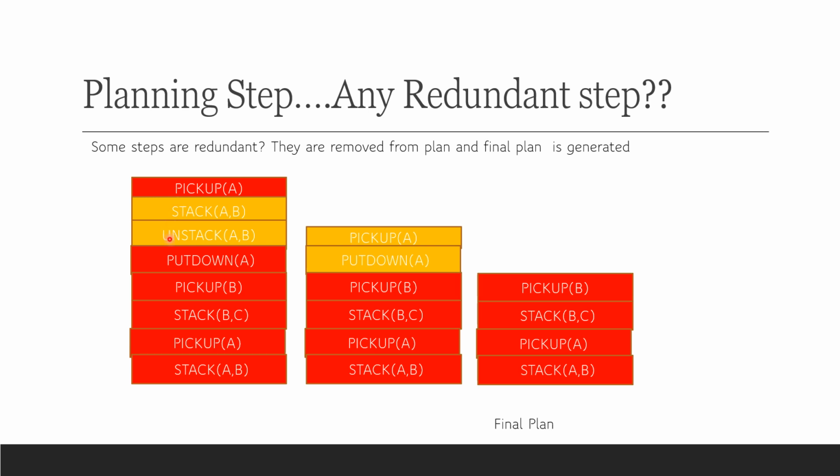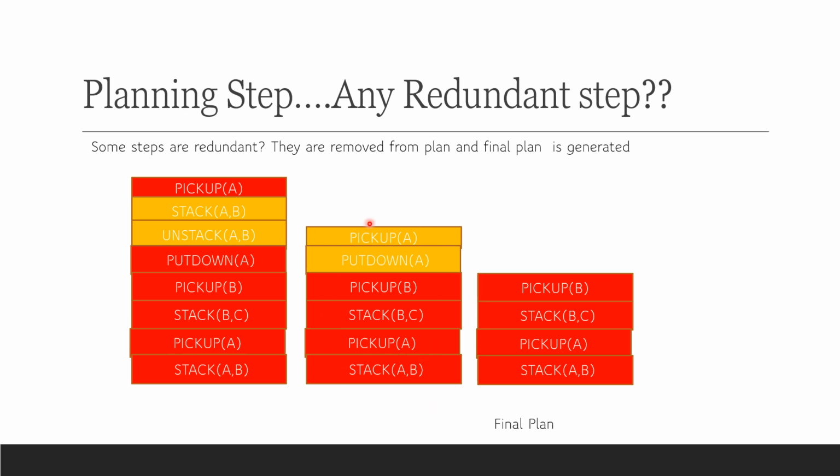Whenever we see such a pair of actions in a final plan, we can remove them because they don't have any effect on the solution. You're saying stack AB and immediately unstack AB. So we remove these two steps from our planning system. The resultant plan is this one.